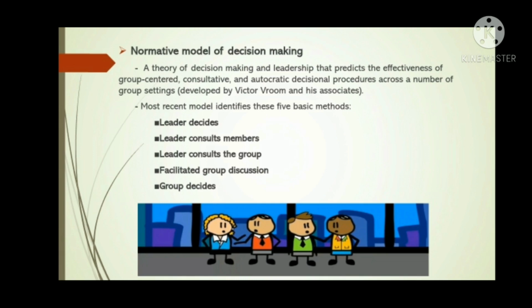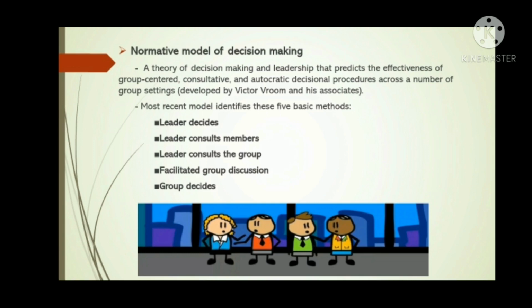Although decisional methods can fall anywhere along the continuum from leader-centered to group-centered, Vroom's most recent model identifies these 5 basic methods. First, leader decides. The leader solves the problem or makes the decision and announces it to the group. Second, leader consults members. The leader shares the problem with the group members individually, getting their ideas and suggestions one-on-one without meeting as a full group.